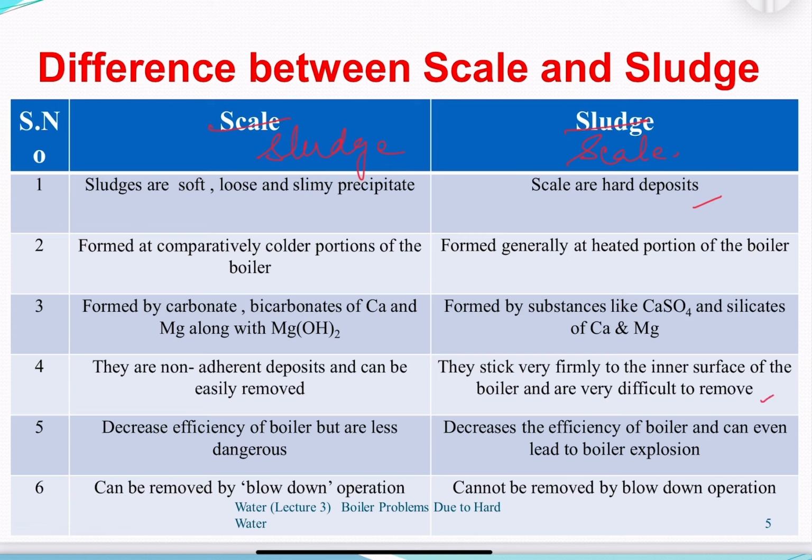Sludges and scales both decrease the efficiency of the boiler, but sludges are less dangerous and scales are very much dangerous. Sludges are removed by blowdown operation. I have already explained what a blowdown operation is. When the concentration of salts in water increases, then we remove that water and we put fresh water inside the boiler. Scales cannot be removed by blowdown operation.